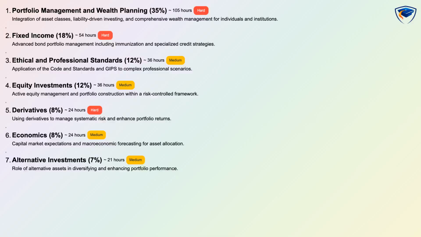Overview of the exam weightings and focus areas. Portfolio management and wealth planning 35%, fixed income 18%, ethical and professional standards 12%, equity investments 12%, derivatives 8%, economics 8%, and alternative investments 7%. The exam emphasizes integration and applied scenario-based questions, and the combined estimated learning time across domains totals about 300 hours.